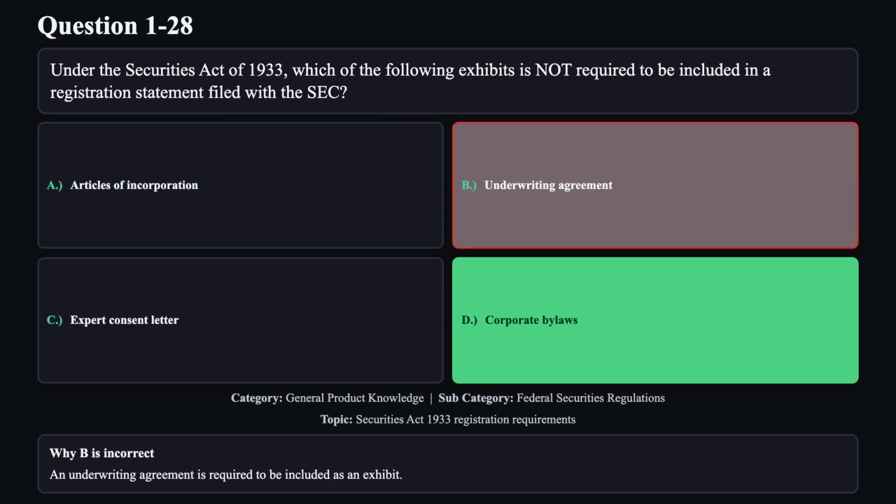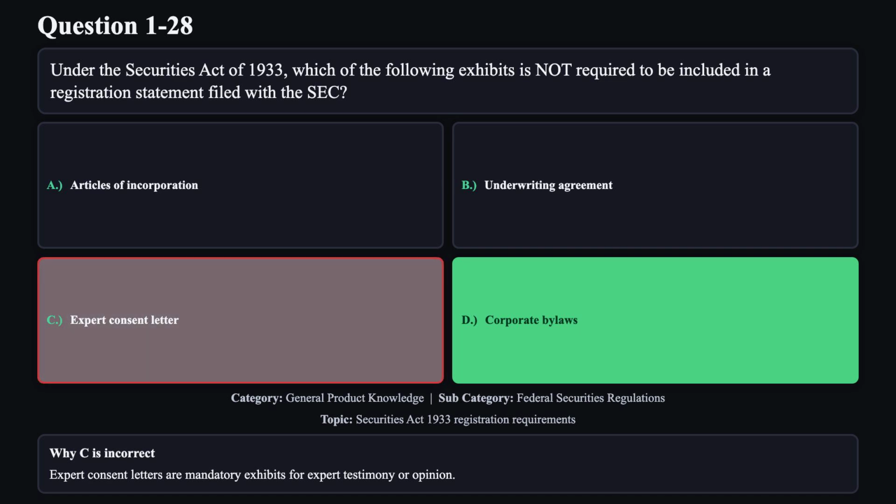Reason B is not correct. An underwriting agreement is required to be included as an exhibit. Reason C is not correct. Expert consent letters are mandatory exhibits for expert testimony or opinion.